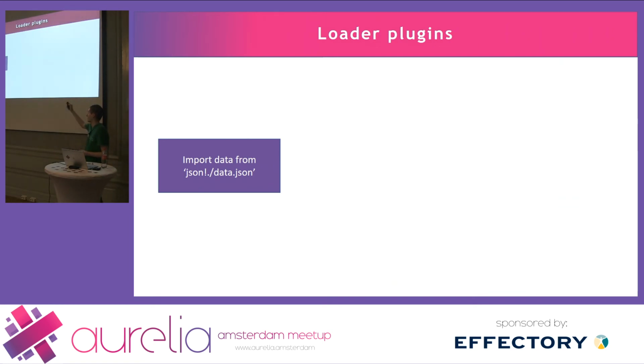First I'll explain a bit what a loader plugin does. When you have an import statement in your application code, you can specify a json exclamation mark. You can prefix your file. The json exclamation mark means I want to load this file using the JSON loader plugin. And what this means is that it doesn't come back as text. It comes back as a fully parsed JSON object.